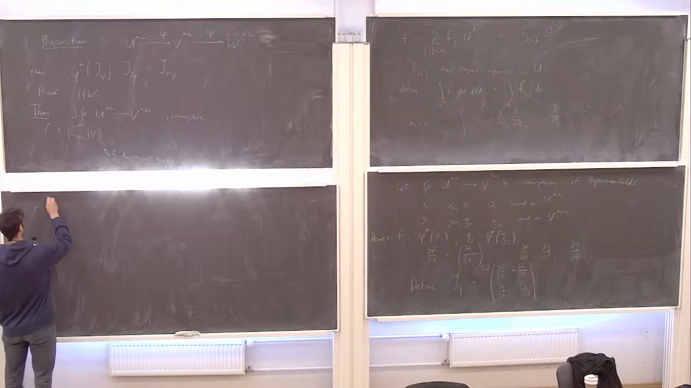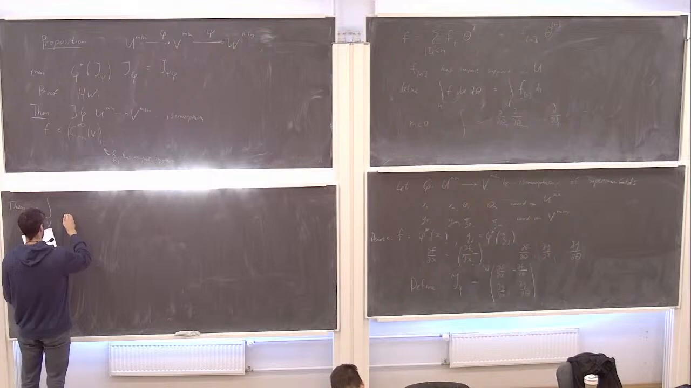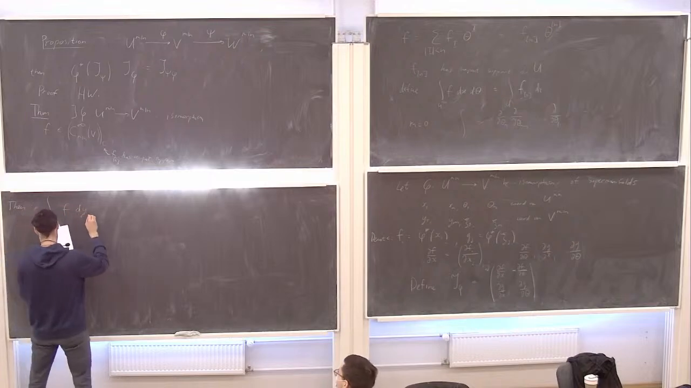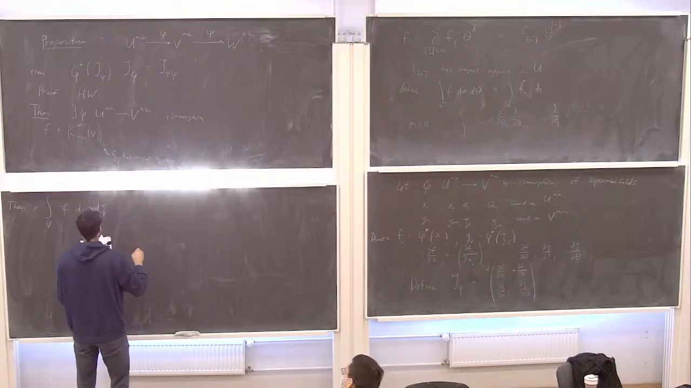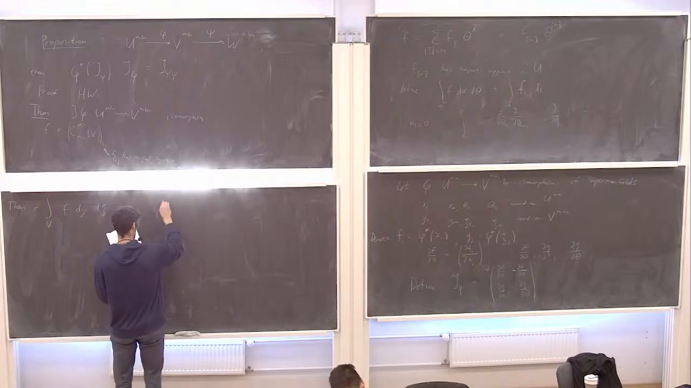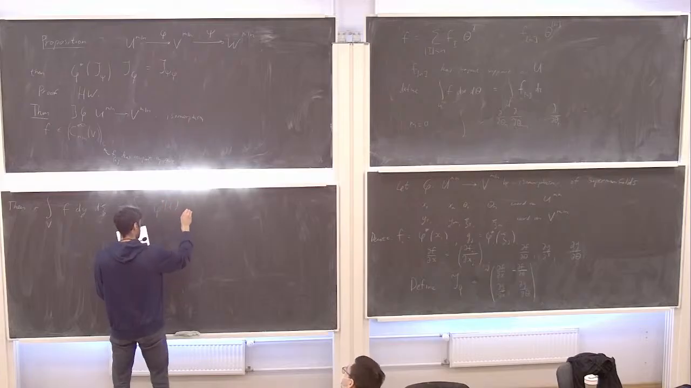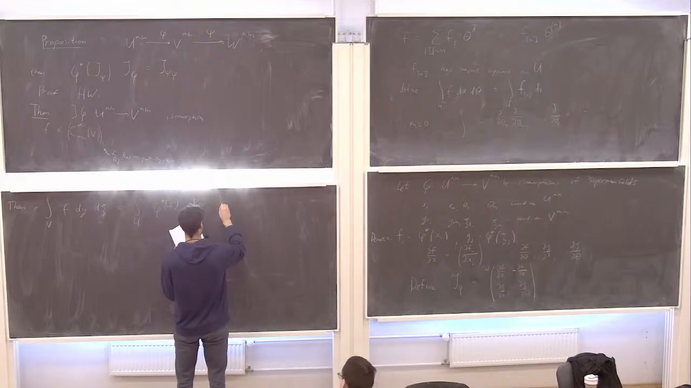Then the integral over V of f dy dxi. Well, we keep the same notation for coordinates. It is the integral over U of phi star of f times the Berezinian of J phi, dx d theta.